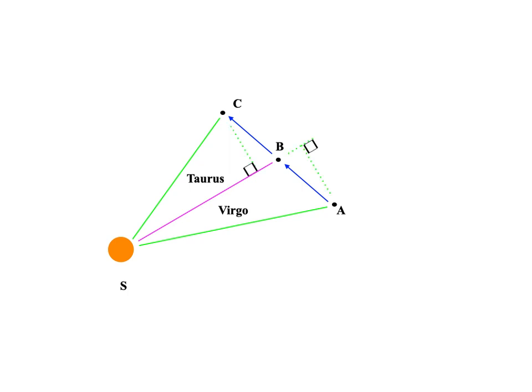Here I have drawn the altitudes of Virgo and Taurus, shown with the green dotted lines. We have thereby formed two new triangles, smaller than Taurus and Virgo, which I've labeled number 1 and number 2, and we are going to proceed by showing that triangles 1 and 2 are congruent. Remember that the distances from A to B and from B to C are equal.